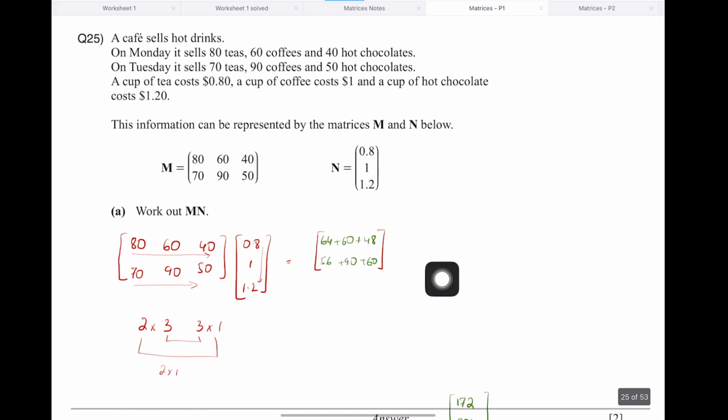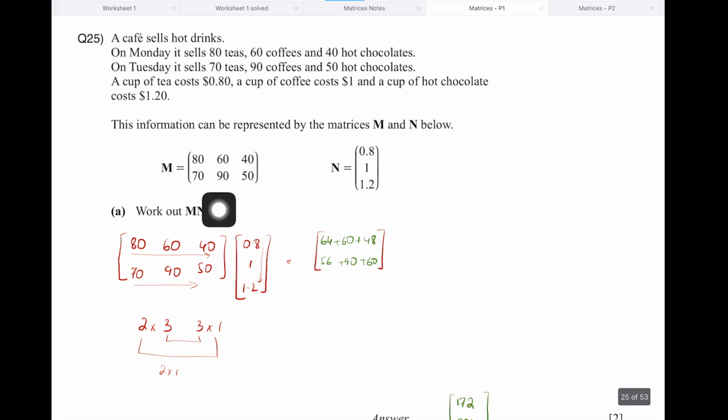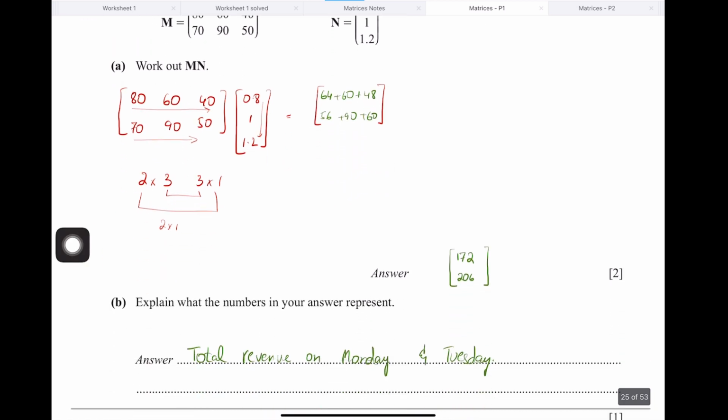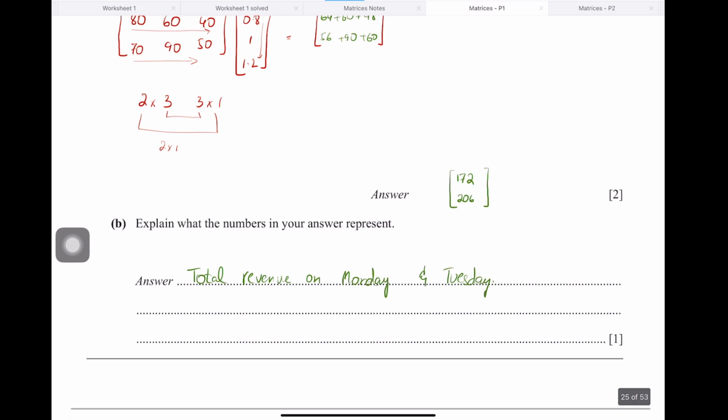So you don't have to just brainlessly multiply the two matrices. You have to keep your eyes and ears open and see what it is that you're multiplying. Notice how 80 is being multiplied by 0.8. So 80 is the number of teas sold, 0.8 is the amount that it costs. So we have the amount of income that we got through, yes, Alishwa, your answer is correct. So we ended up with the amount of money earned through teas on Monday. And just like that, this 60 tells us the amount of money earned through coffee on Monday and then hot chocolate. And then the same for Tuesday. So total revenue on Monday and Tuesday.